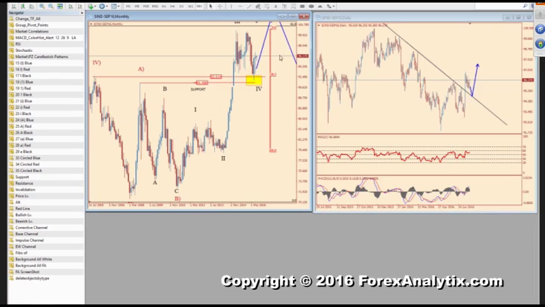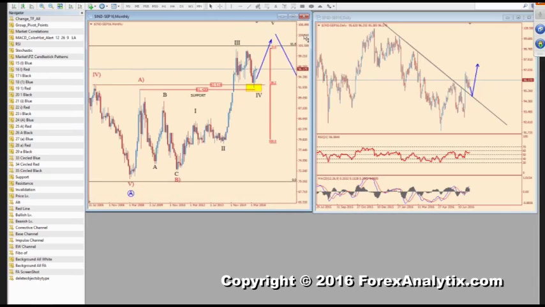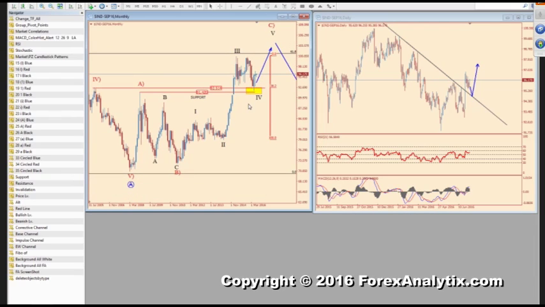Are these charts big enough, Blake? Yes, I can see it perfectly fine.